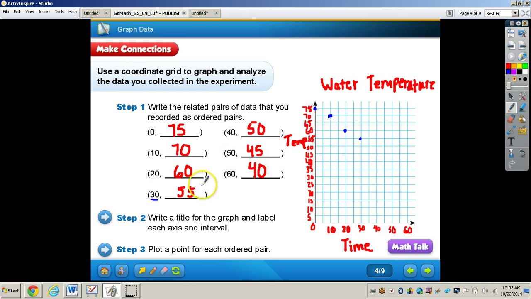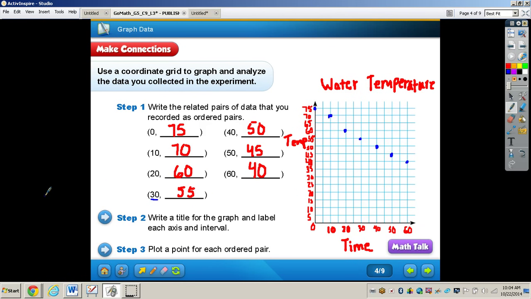Okay, also going to 40 and 50. So go over 40 on the x-axis and go up. So you're in line with 50 on the y-axis. Alright, next one, 50, 45. So go over 50 on the x-axis and go up 45 on the y-axis. Plot your point. And then finally 60 and 40. So go over 60 on the x-axis and go up 40 on the y-axis. So you can see that we plotted our points for each ordered pair.